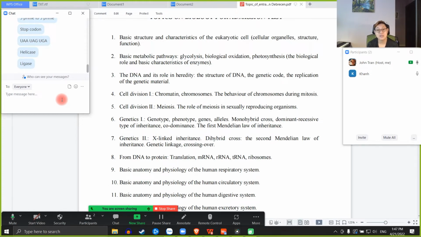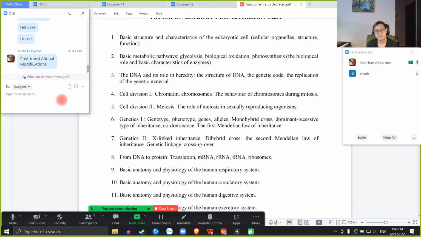The polypeptide will have to undergo further post-translational modifications. Those changes that happen after translation are called post-translational modifications, you know. So it will become proteins, useful proteins.